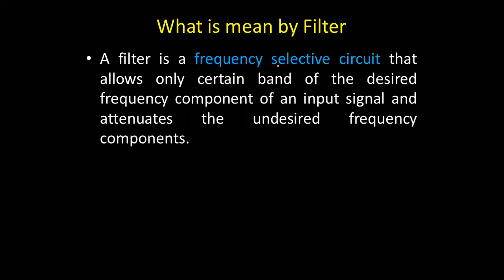So first, what is a frequency selective circuit? There are various types of input signals. Suppose we want to process some voice communication, audio communication, or FM communication, or we want to analyze the data of voice. Voice has a certain range, 20 hertz to 4 kilohertz. Audio has a range of 20 hertz to 20 kilohertz.